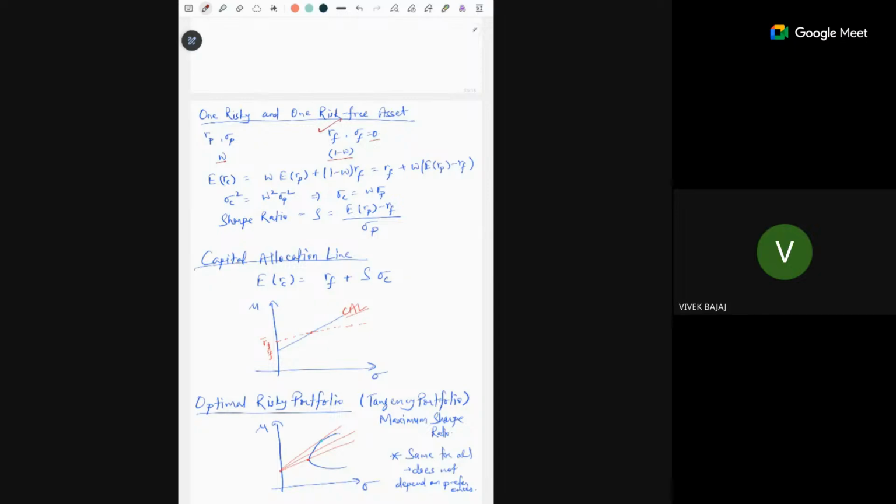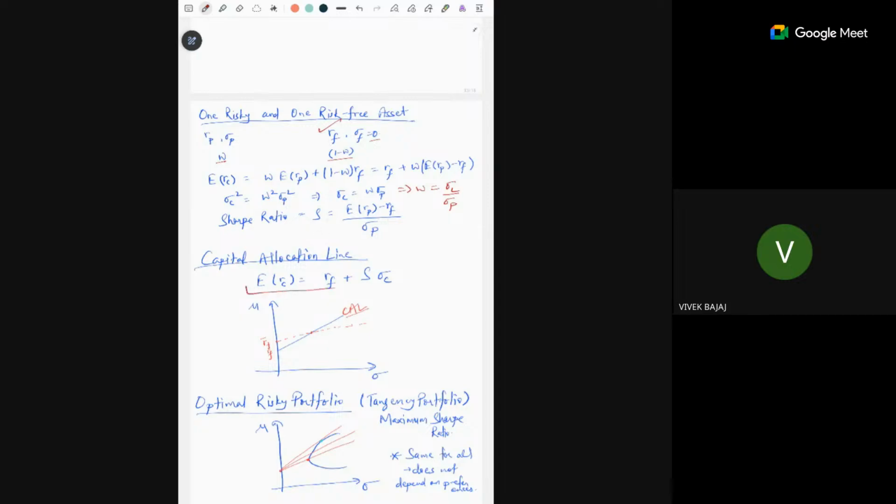And if you replace this value of W, that is sigma c divided by sigma p, in this equation, then this equation becomes the same as the budget constraint, whose slope was the Sharpe ratio. So you get this equation.